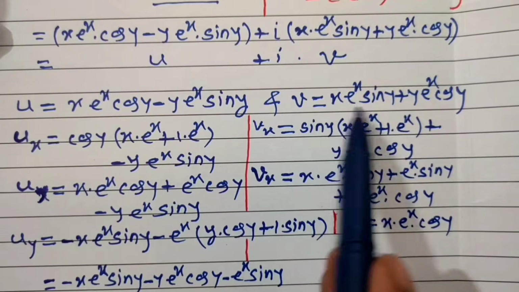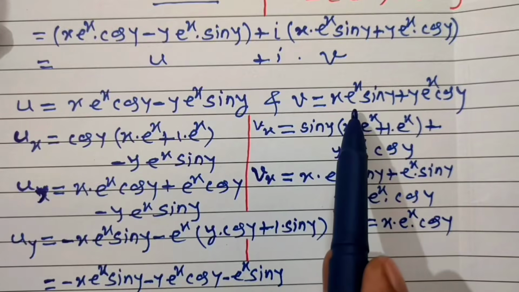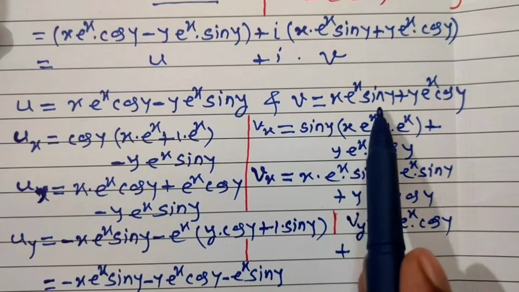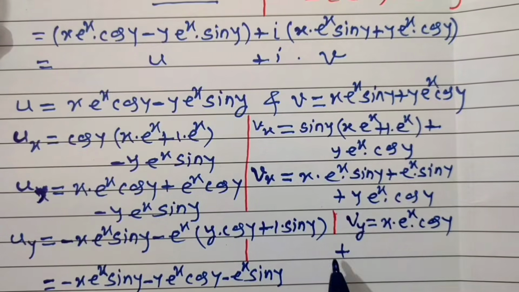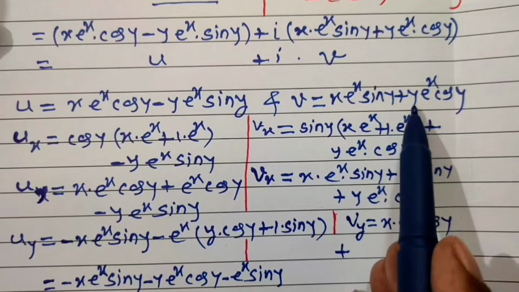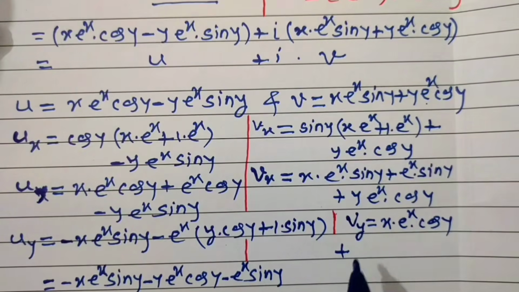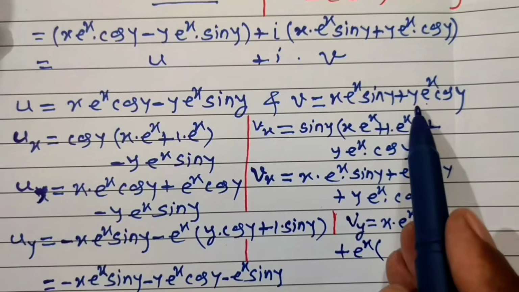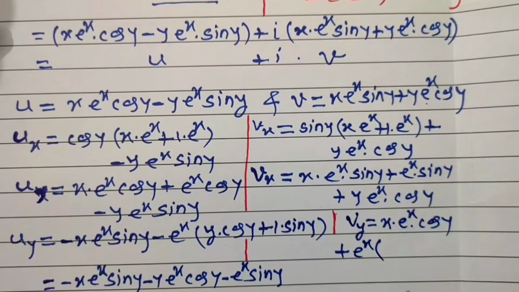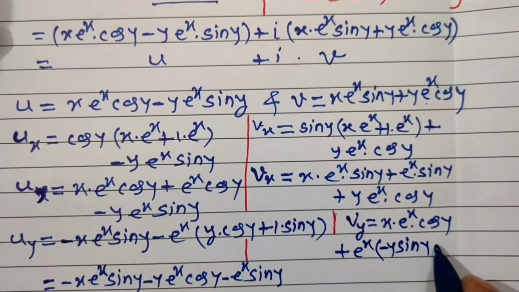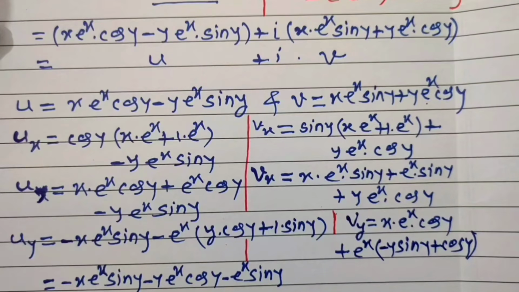Derivative of first term of v with respect to y is given by Vy, which is equal to x into e to the power x, derivative of sin y is cos y, plus now derivative of second term with respect to y, e to the power x is constant, into bracket derivative of y into cos y with respect to y, minus y sin y plus cos y. So this is partial derivative of v with respect to y.